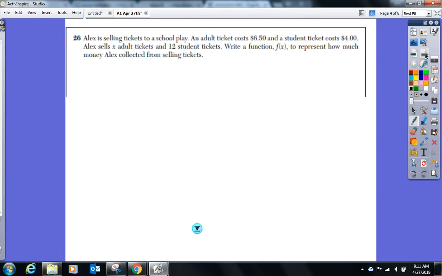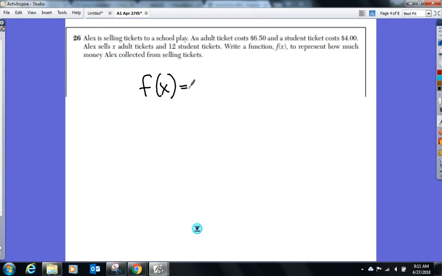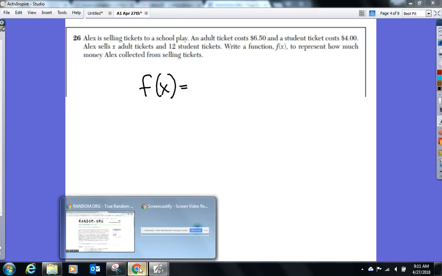This one, if you have not tried it out yet, you and the people around you right now, I'll give you about 3 minutes because that's all this one should take. Come up with an equation for f of x to represent the money he collected. So f of x equals. You and your group, talk it over, or if you want to try it on your own, or maybe if you have already, go right ahead. That represents this problem.